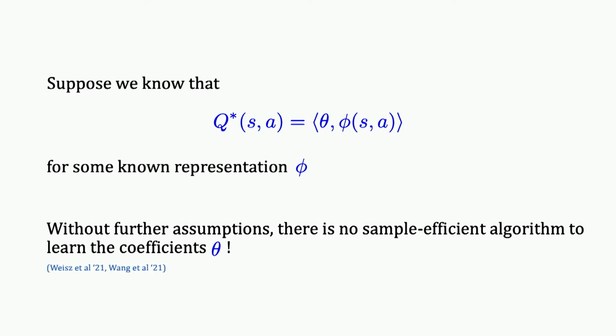It turns out that without further assumptions, there is no efficient method to learn these coefficients. Unless you make further assumptions about the problem, it takes exponential in the dimension of these features to learn them. For someone who comes from statistics, this immediately tells you that there's something about RL that's really different from the usual machine learning. And of course, we know what it is. It's the problem of exploration.